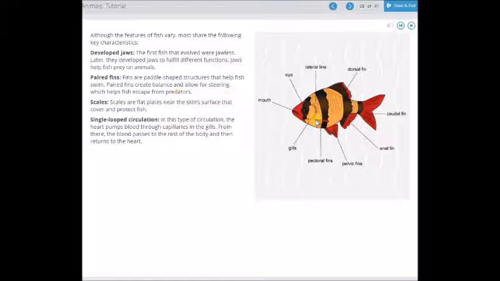Another thing is that fish have paired fins, which help them swim. These create a balance for steering, and you're going to see them here. They have the little pectoral fins. They have scales. Now the scales were there for protection. And then finally they have a single looped circulation, which means that they have a blood system similar to what we have, which is veins and arteries, that sort of thing. It's kind of like that.